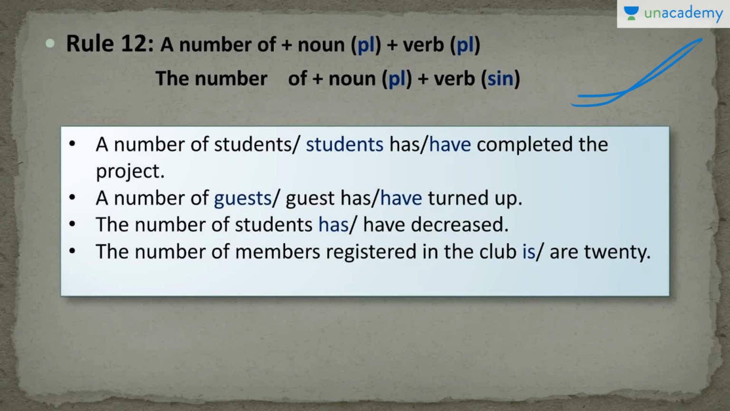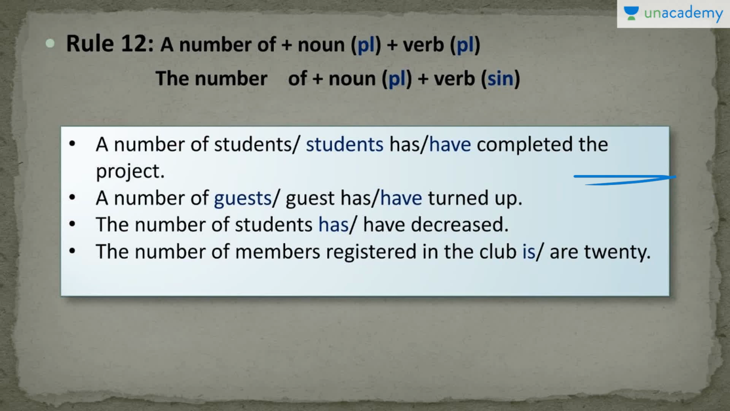Next, let's look at the following sentences. The first sentence is: a number of students or student has or have completed the project. Now you know that after a number of, the noun has to be plural, so I will choose students, and the verb has to be plural as well, so I will choose have, and the correct sentence would become: a number of students have completed the project.